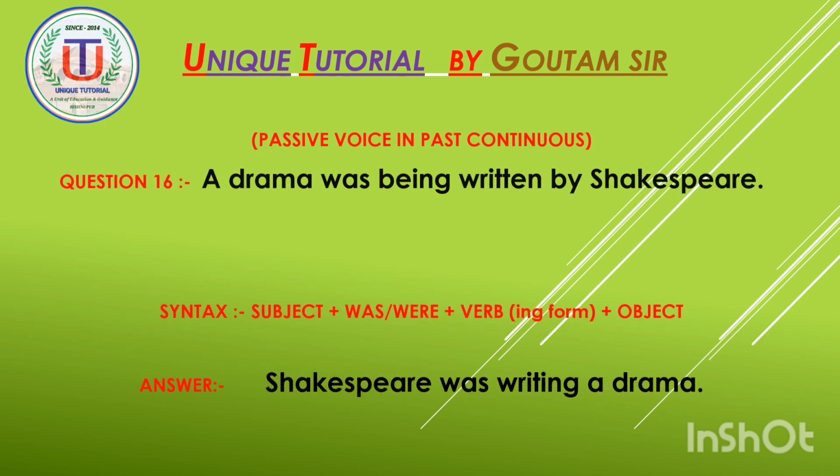Question number 16. A drama was being written by Shakespeare. The sentence is in passive voice in past continuous tense. So in active voice the structure will be subject, was or were plus verb in ing form plus object. According to the structure, the sentence will be: Shakespeare was writing a drama.